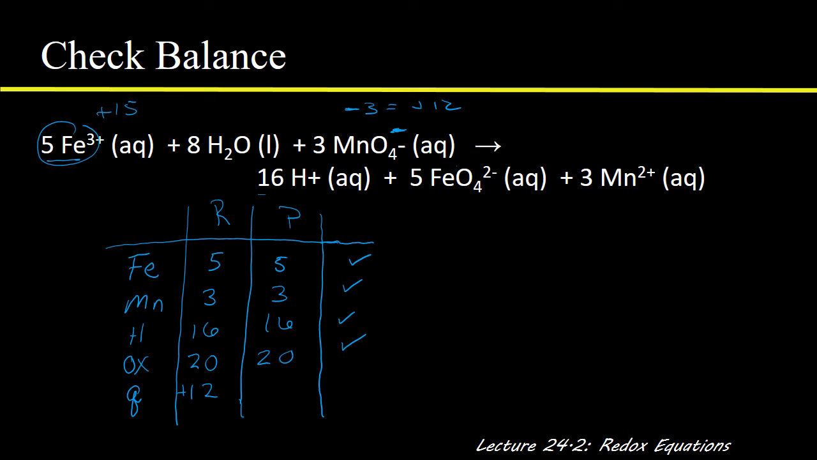Now on the product side, we've got 16 here for the hydrogens. Each ferrate has a 2 minus. We've got 5 of them, so that's minus 10. And then we've got these 3 manganese 2 pluses, so that's plus 6. And that whole thing comes out to plus 12. Check.